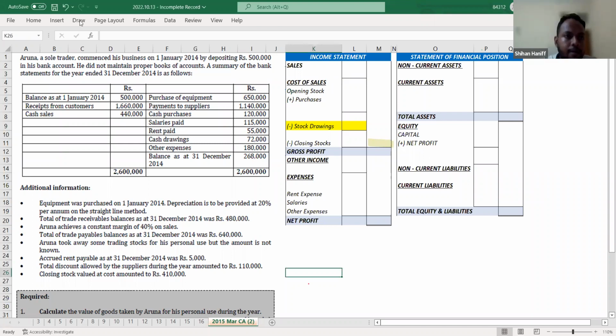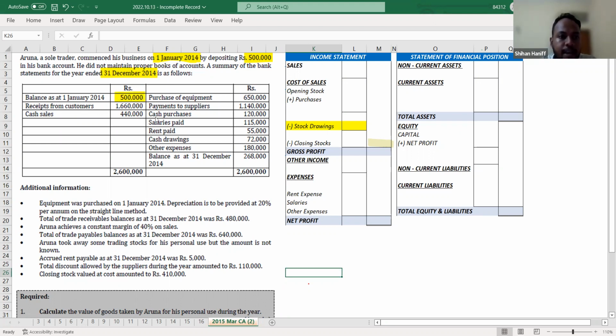Okay. So let's go through the question. Aruna, a sole trader, commenced his business on 1st of January 2014 by depositing 500,000 in his bank account. He did not maintain proper books of accounts. A summary of the bank statements for the year ended 31st December 2014 is as follows. Right, so financial year beginning is 1st of January 2014 and the year end is 31st December 2014, 1 year. So he deposited 500,000, right?